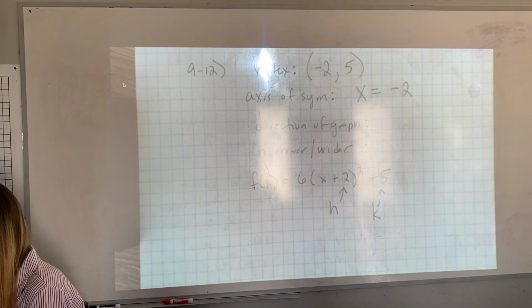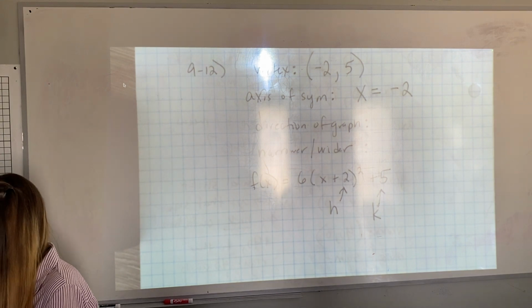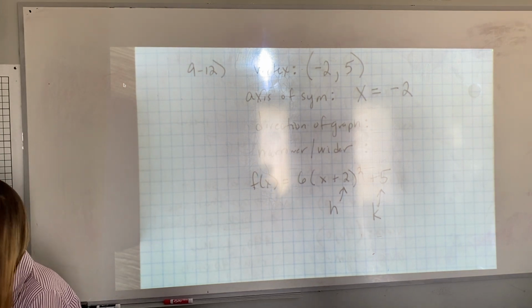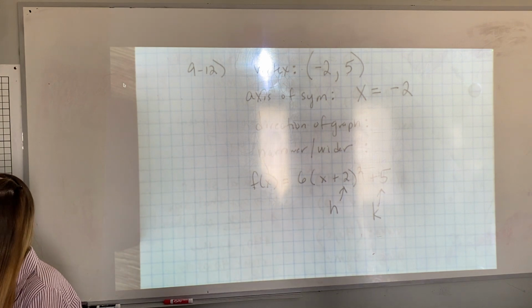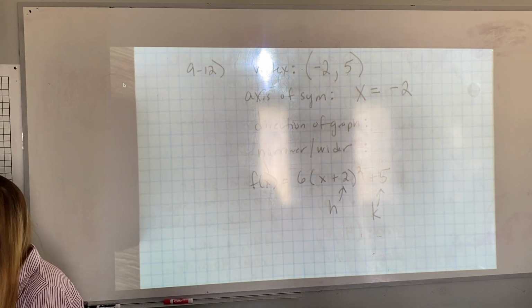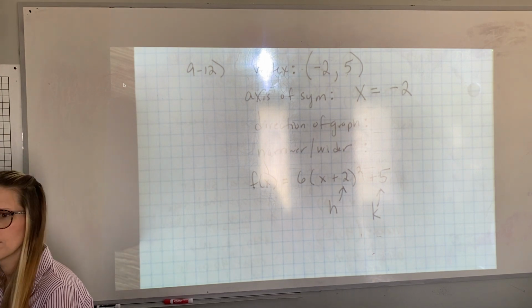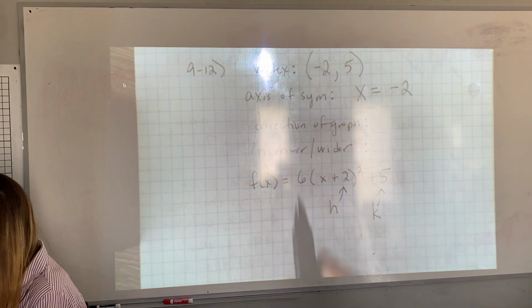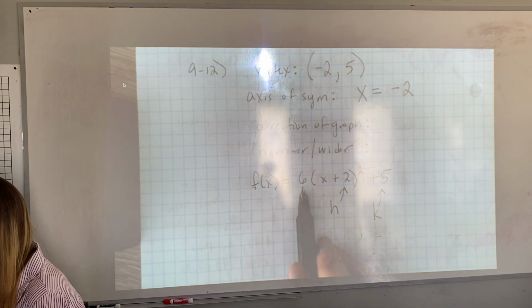Now the direction of the graph and the narrower or wider is so easy to do. We already did this in examples in questions 1 through 4. What direction is it facing? Up or down? Does it open up or down? Down. Oh wait, up, I mean up. How do we know? Because the A value is positive.